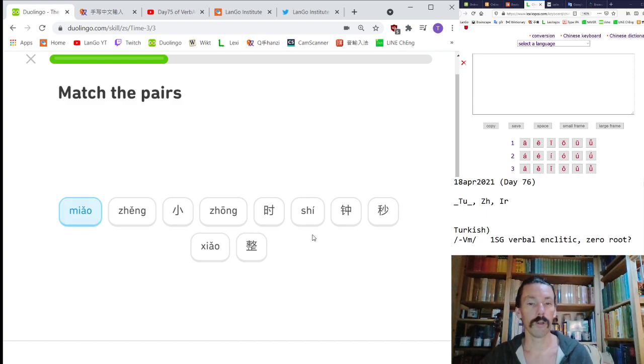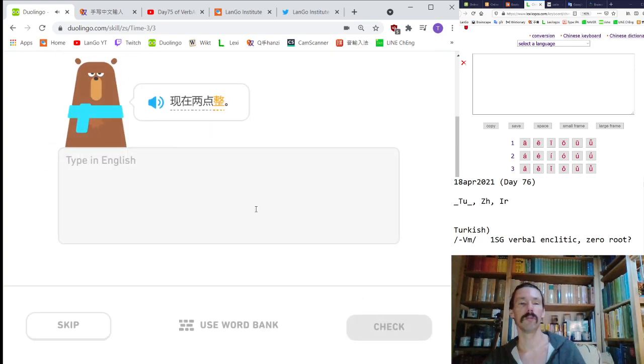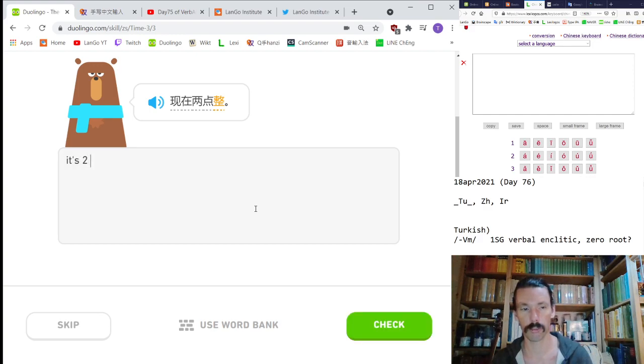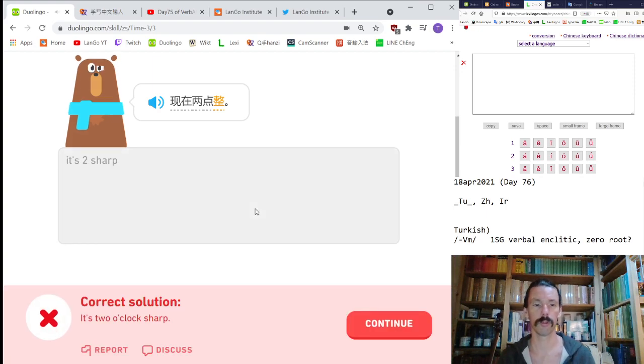秒, second time, 钟, referring to time. 整. 现在2点整。 Precisely. It's 2 sharp. 2 o'clock sharp. Okay.